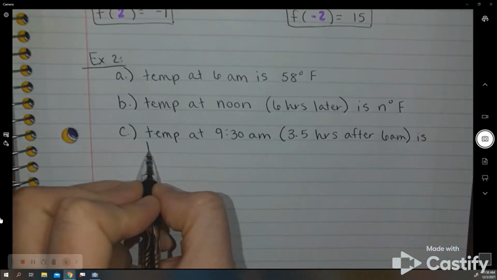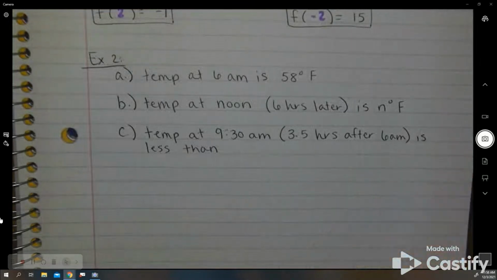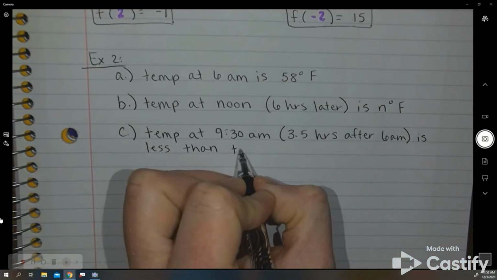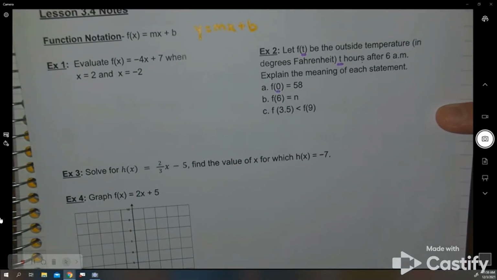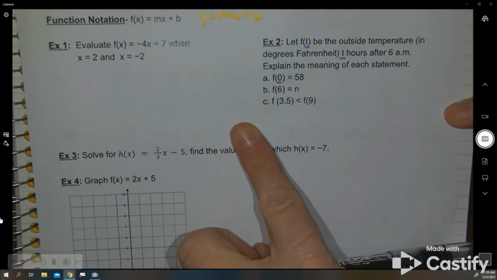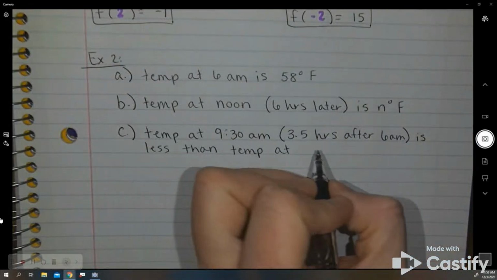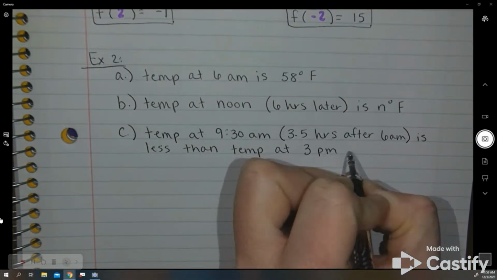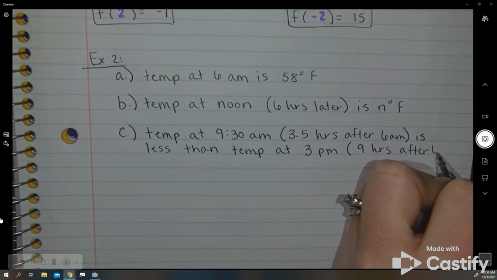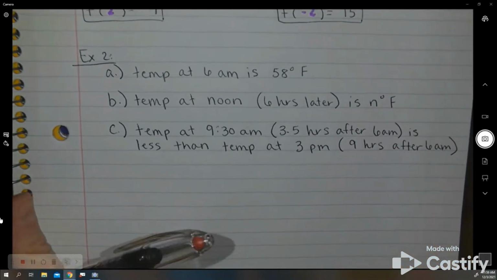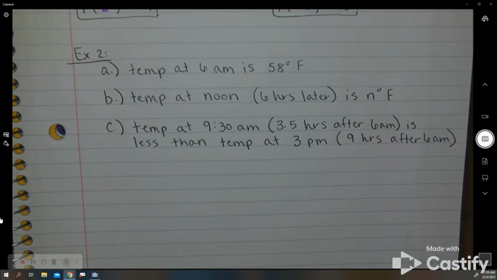And we know that it is less than, right? Because there's our less than symbol right there, less than or colder. So it's less than our temperature, and it said 9 hours after. All right, we know 6 hours after is noon. So then we have to go 3 more. 1 p.m., 2 p.m., 3 p.m. So the temperature at 3 p.m., which again, we're reminding ourselves was 9 hours after 6 a.m. So for those ones, we're just interpreting that function notation. What does it mean in relation to the problem that we've been given?